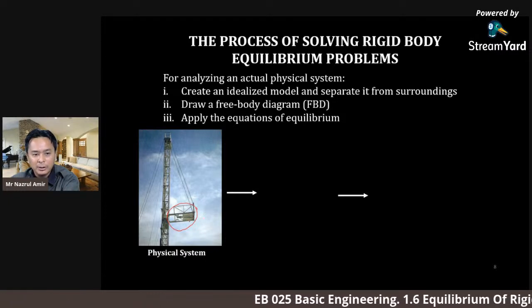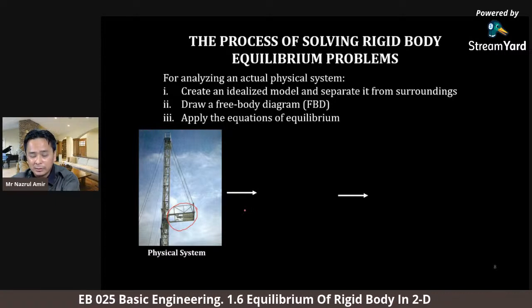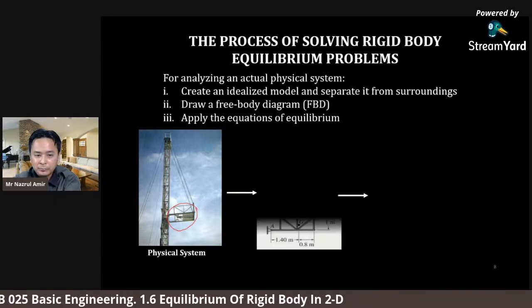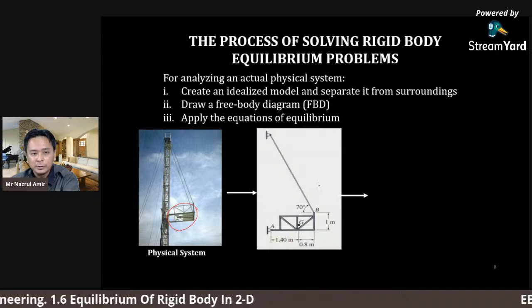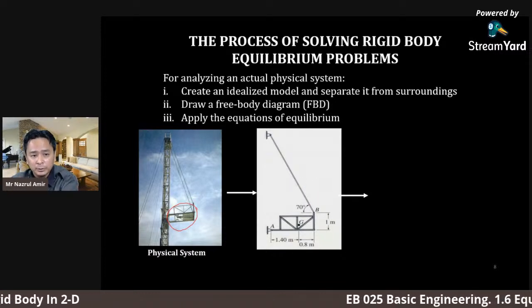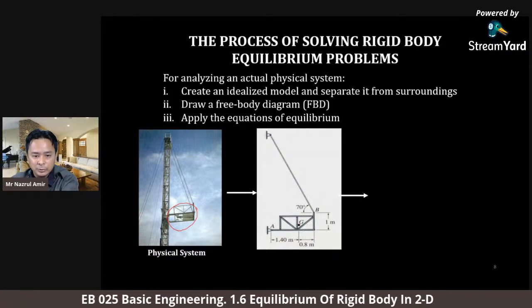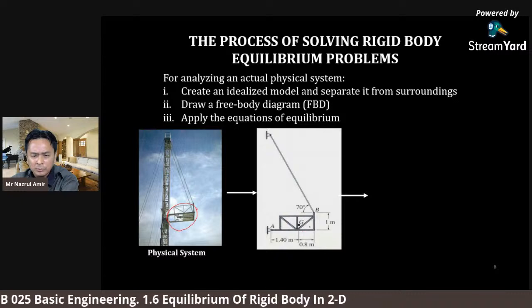Now we want to idealize it in 2D view, so it can be clearly seen, like this. This is an idealized model. We separate it from the tower. This is the rigid body. We draw it and simplify the body. This is a box shape, the box shape body.